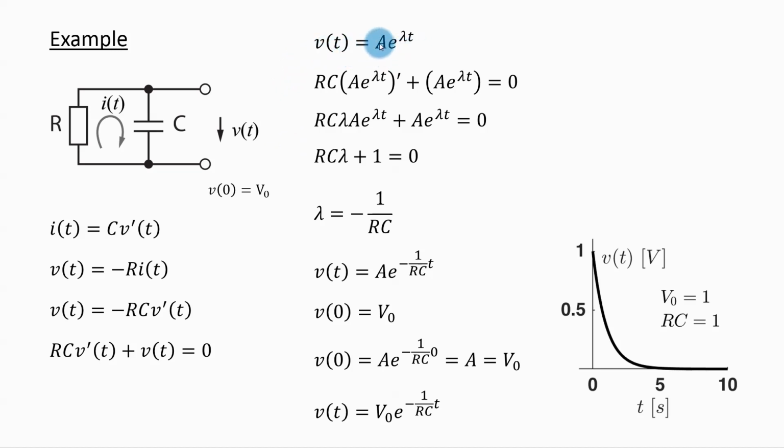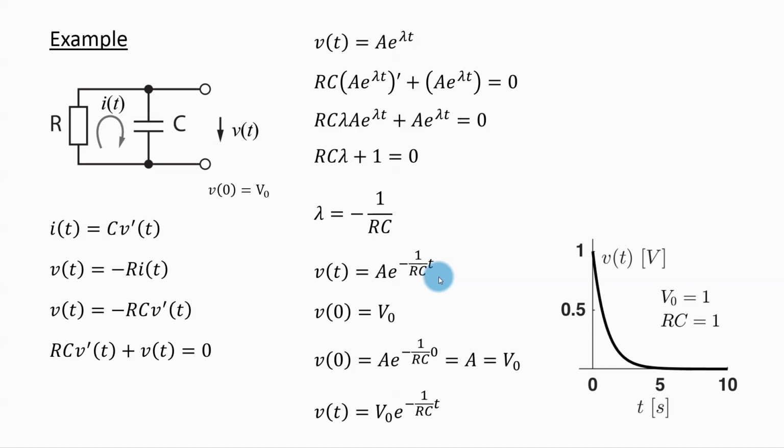We just need to find these constants a and lambda. I substitute this solution into my differential equation. I have that here. Evaluate the derivative, cancel the a's and exponentials, and I will get this equation for lambda. This is the characteristic equation. When I solve it, I get this root of the characteristic equation. Now I substitute this value of lambda into my solution, and I get this. This is the general solution that describes all the possible ways how the voltage in this circuit can behave.